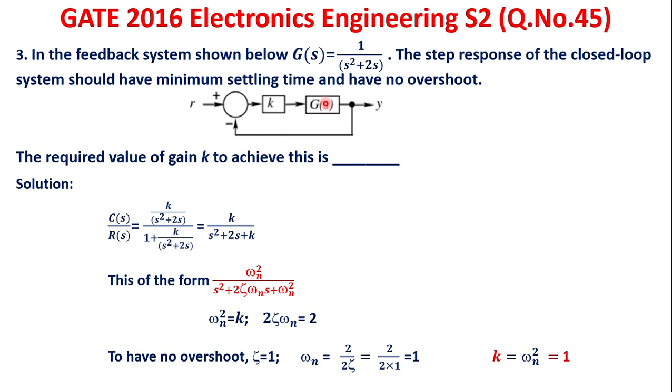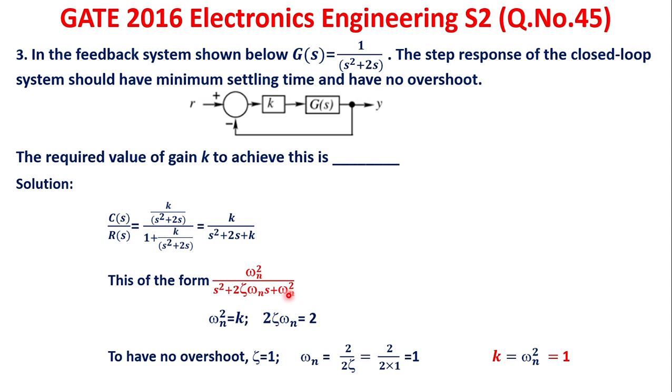So with G of s and K, we find the closed loop transfer function by the normal closed loop reduction formula. That is KG(s) by 1 plus KG(s). So K by s square plus 2s plus K. So it is in the standard second order system transfer function form, omega n square by s square plus 2 zeta omega n s plus omega n square.